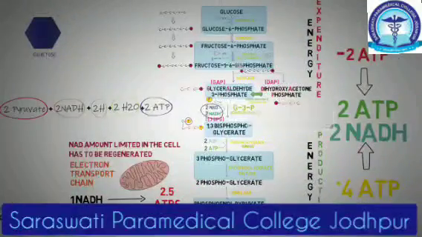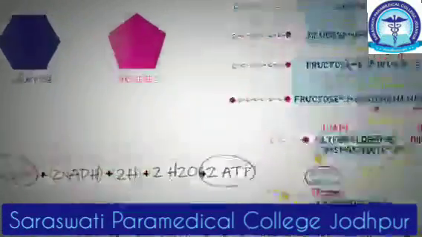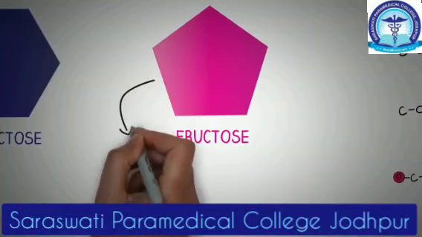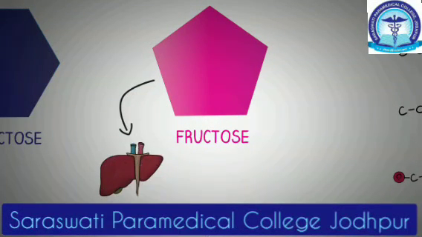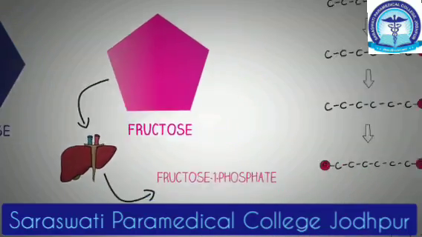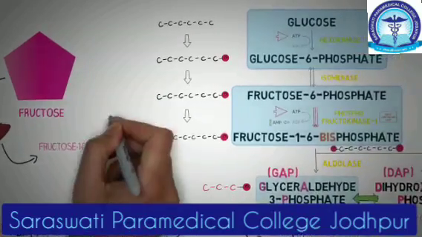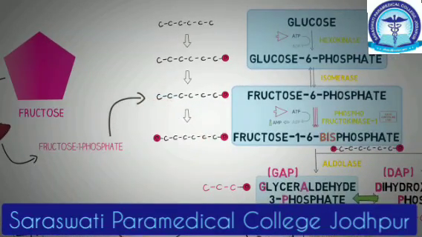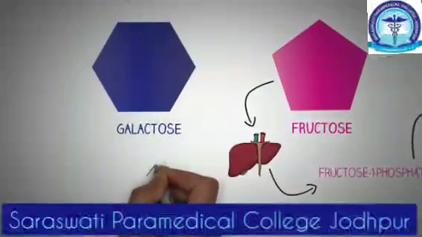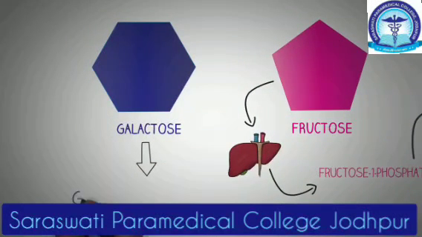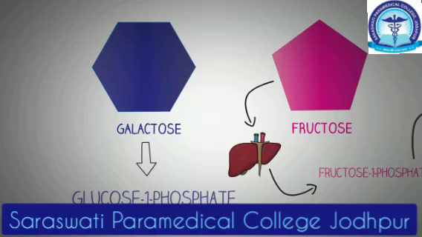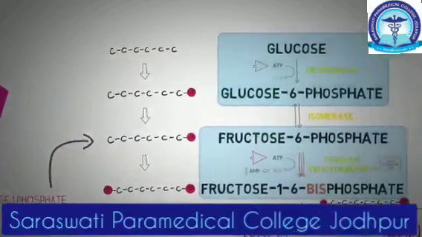Now you also need to know how galactose and fructose enter this pathway. For fructose, it is simple. Most of the fructose that we consume goes into our liver and gets metabolized into fructose 1-phosphate, which through another intermediate enters the glycolysis here. Galactose is converted to glucose 1-phosphate through a series of 4 reactions. The glucose 1-phosphate is then converted into glucose 6-phosphate by a mutase, which enters the pathway of glycolysis here.